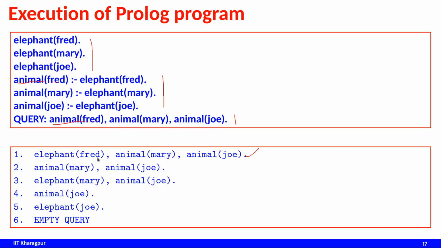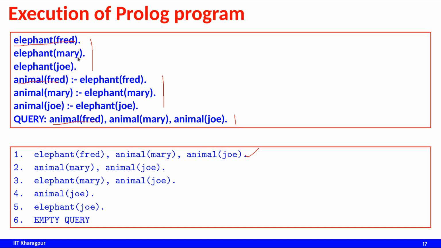Now we have elephant Fred, and elephant Fred matches with this ground fact, which does not have anything in the rule body, so we can simply remove this part because it has been matched. Now we have to evaluate animal Mary and animal Joe. Animal Fred does not match Mary, so that rule will not match. Animal Mary will match the next rule, so it will be replaced by elephant Mary, and animal Joe will remain as it is.